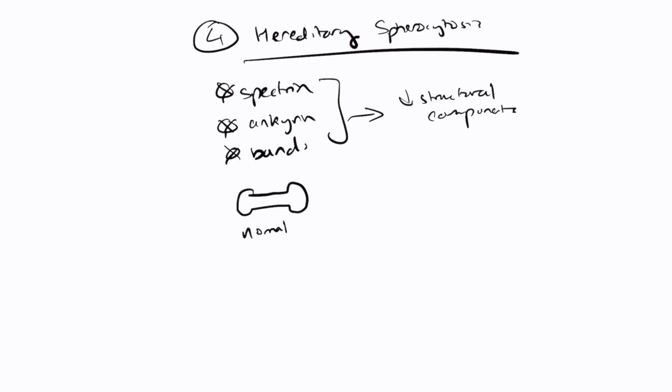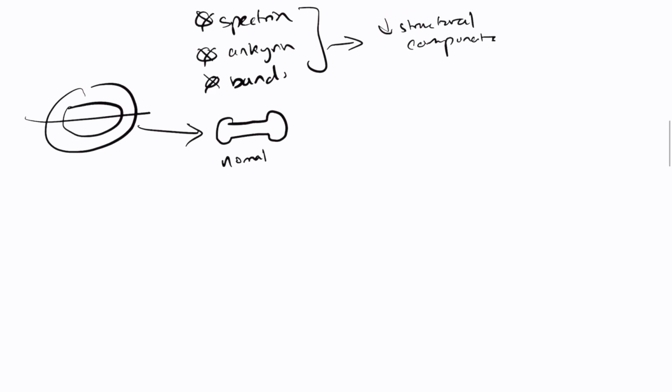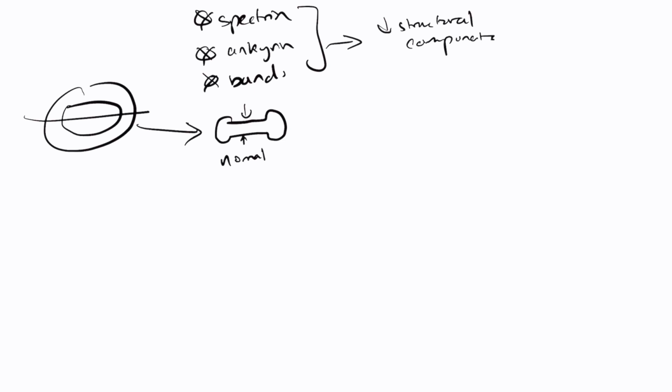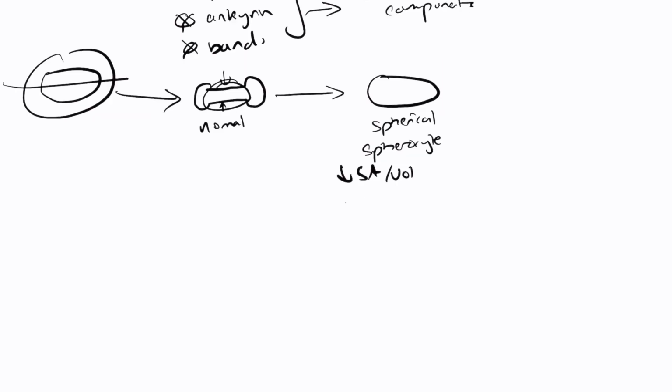These are normal red blood cells. If you were to take one of these cells and cut in the middle right here and look into the red blood cell, that's how it normally looks, right? It has a biconcave shape. In hereditary spherocytosis, this structural component is lost. The cell becomes very, very spherical, so this is basically a spherocyte. This decreases the surface area to volume ratio. There's no central pallor either.